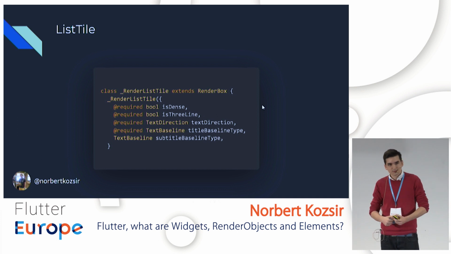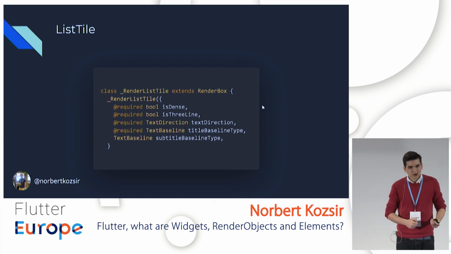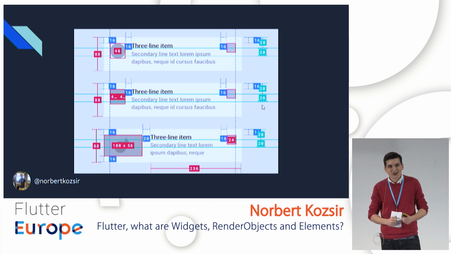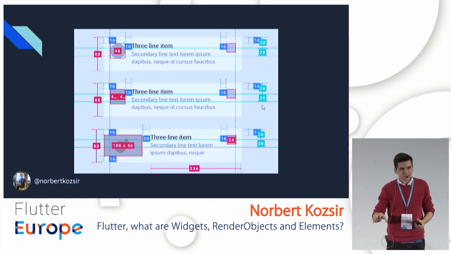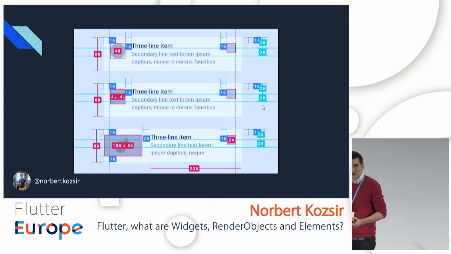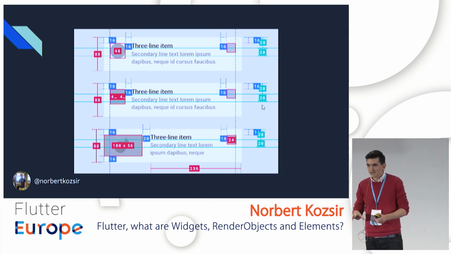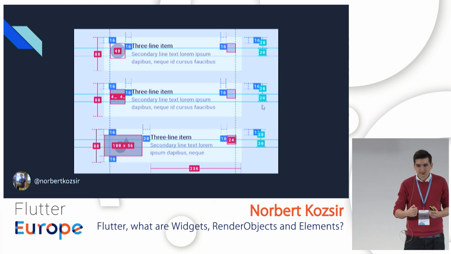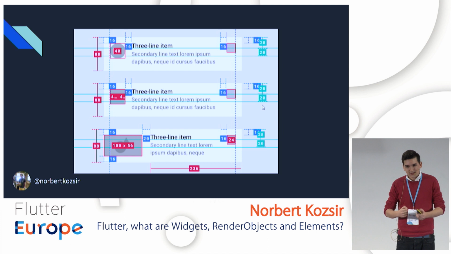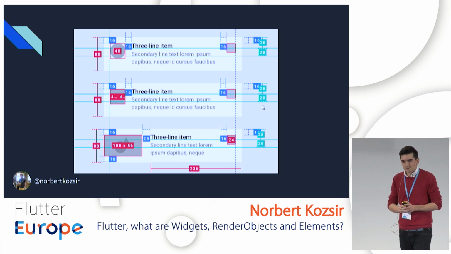Next example, list tile. List tile is actually also implemented on the render object layer because the list tile spec is actually pretty complex. This is just a very small screenshot from the spec from the material team. As you can see, they have very specific sizings and paddings. And implementing all of those would totally be possible using rows and columns, but just having all those corner cases might be difficult.